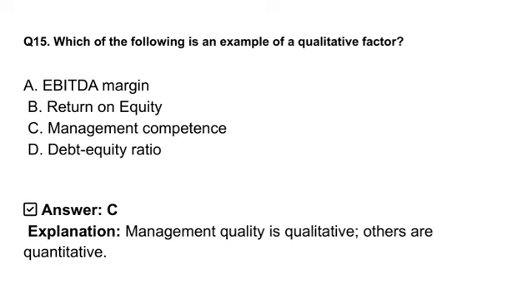In contrast, the other options, like EBITDA margin, return on equity, and the debt-equity ratio, are all quantitative measures. They involve numbers and ratios that give us tangible data. So the most important point here is recognizing that management quality is a qualitative factor because it reflects the skills and effectiveness of the management team, which are harder to quantify, but just as crucial for a company's success. This understanding helps us see why both qualitative and quantitative factors are essential when evaluating a business.